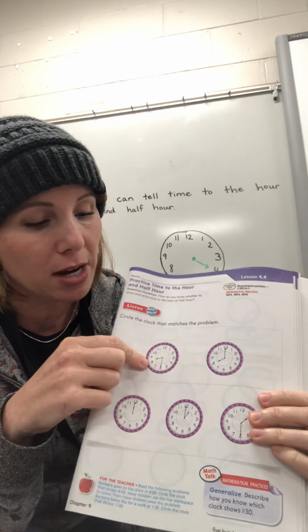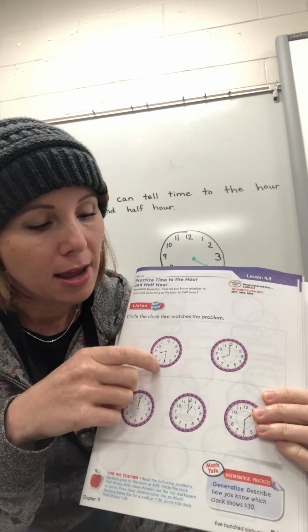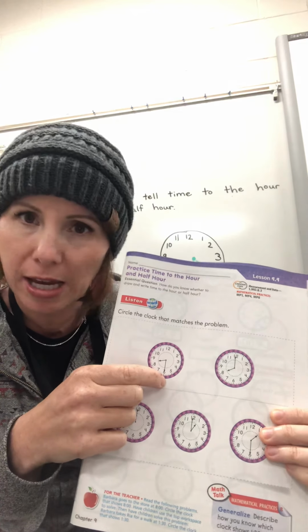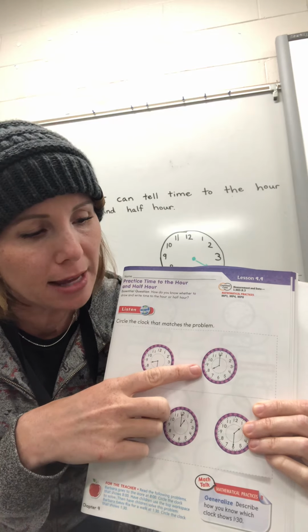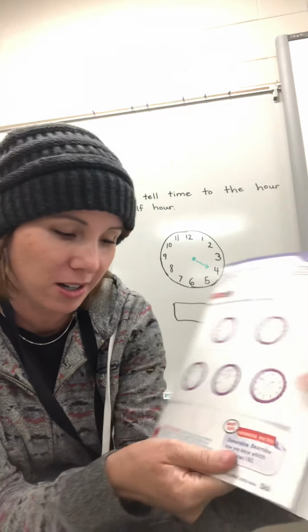Okay, I noticed right here that the hour hand is in between 8 and 9, and the minute hand is halfway around the circle. So that would be 8:30, and she went at 8 o'clock. This one, oh, that hour hand is right on 8, and the minute hand is right at the top of the hour, or right at the start of the hour, so that's 8 o'clock. That's the one we want to circle. Okay, let's look down here.